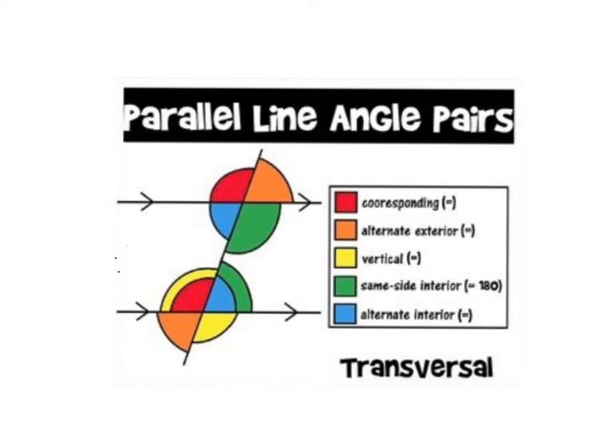Hello grade 7 students. Today, in this lesson, we are going to talk about two parallel lines cut by a transversal. As you see in the given shape, 8 angles are made up by two parallel lines and one transversal. And there are some relationships between them. Okay, now let's talk about the properties of these angles.